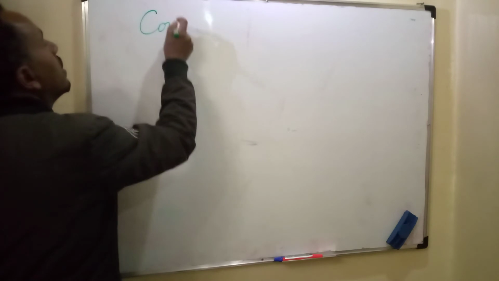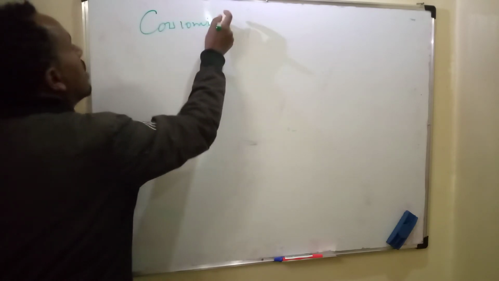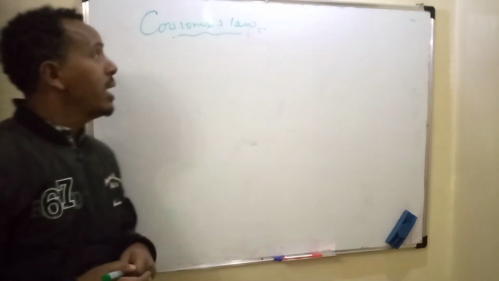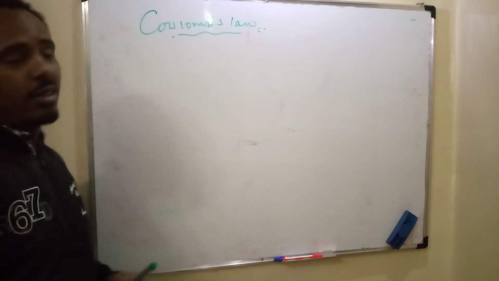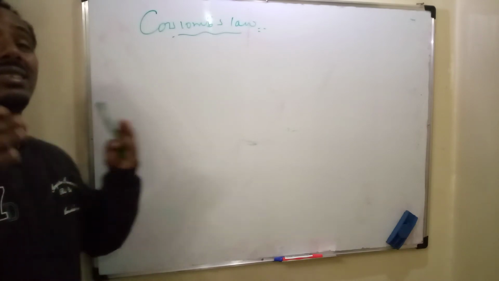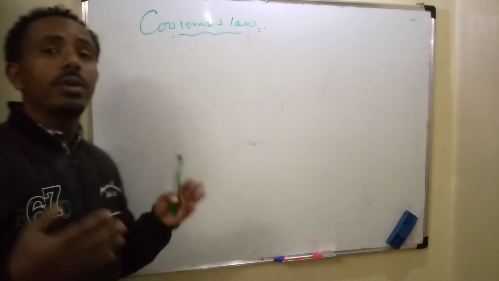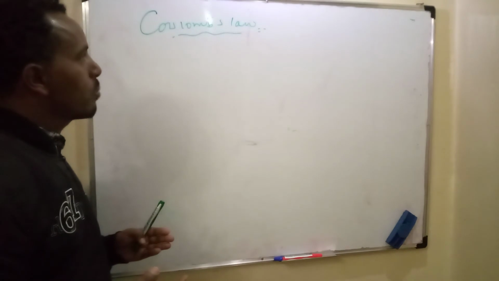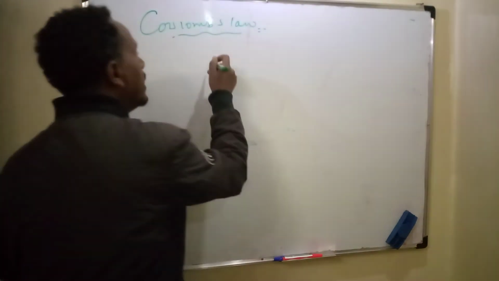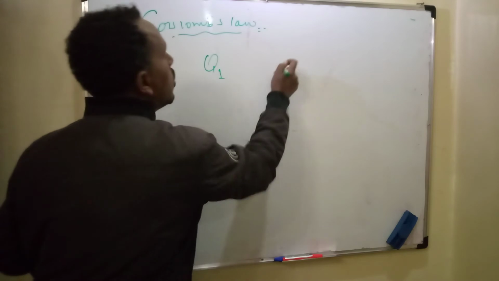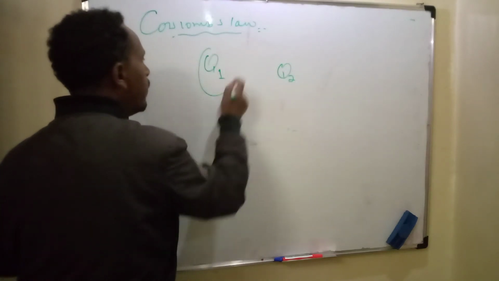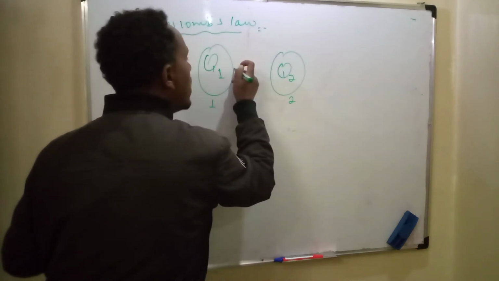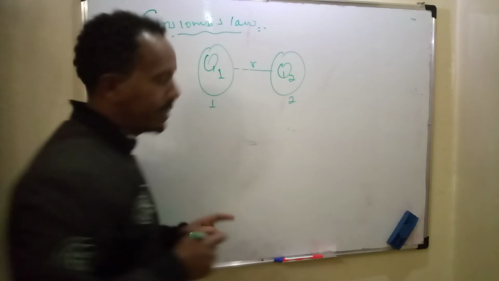Coulomb's law. Coulomb is the name of the physicist who studied charge and the force formed between two point charges. Let's say this is sphere 1 and another sphere 2 are found at a certain distance r from each other.